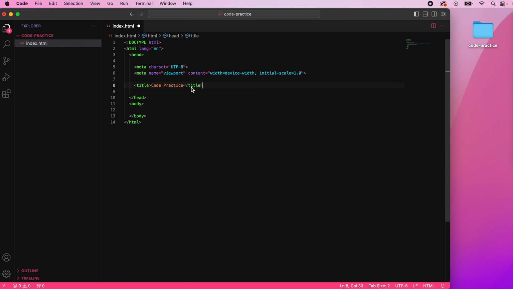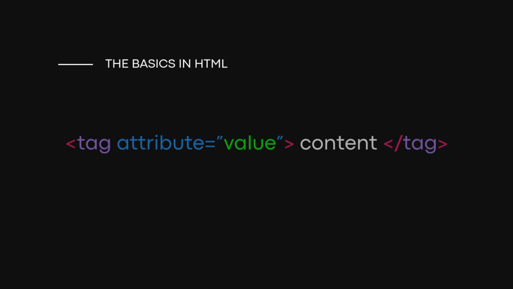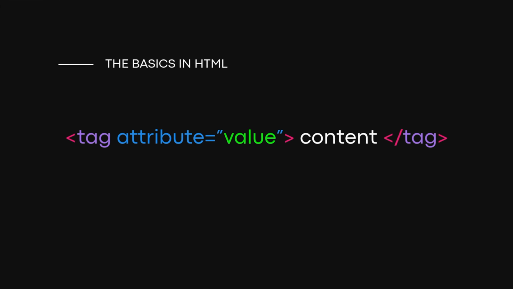For example, in our code, we have this opening title tag, the closing tag, and the contents in between. This is an element in HTML. Now let's go over attributes in HTML elements. Attributes essentially give more information about the HTML element.